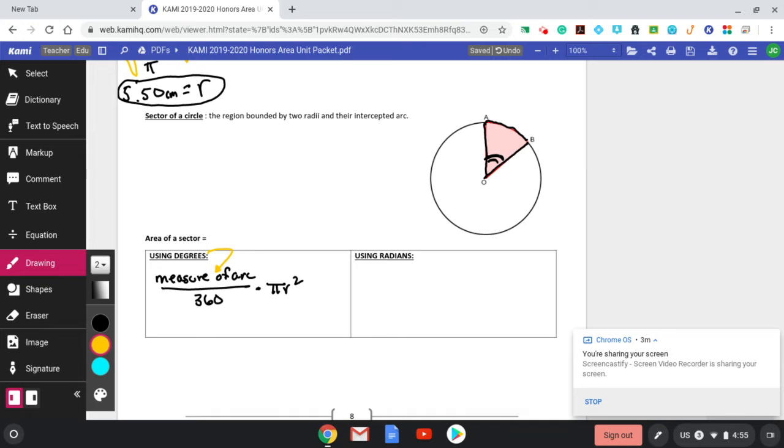Now what if that central angle right here is in radians? I have another formula. If it's in radians, it's going to be 1/2 radius squared times theta. Now remember, theta is the central angle in radians. Central angle in radians. Now, quick review here. You can remember both formulas if you want, or remember one, but have the ability to convert back and forth.